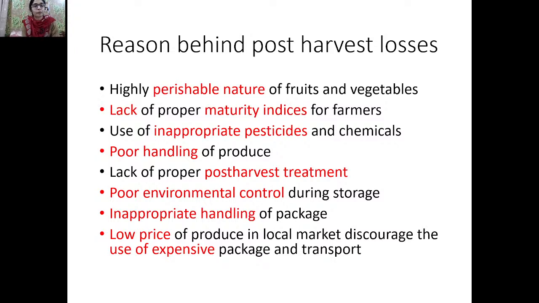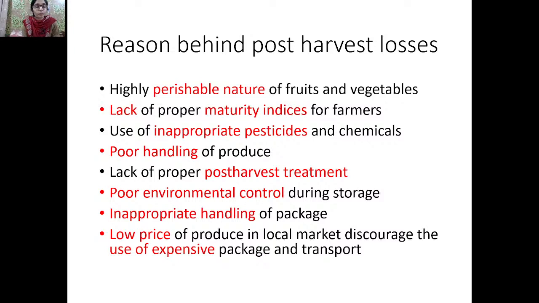Then use of inappropriate pesticides and chemicals, and poor handling. You don't know कि if the fruits are soft, then how to handle them. If they are crunchy, bruises होंगे वहाँ पे, उनको cuts लगेंगे. Cut से क्या होगा? That surface is exposed, and then lots of dirt, dust, and microbial infestation takes place, and your product is spoiled. So poor handling is also one of the reasons which leads to post-harvest losses.